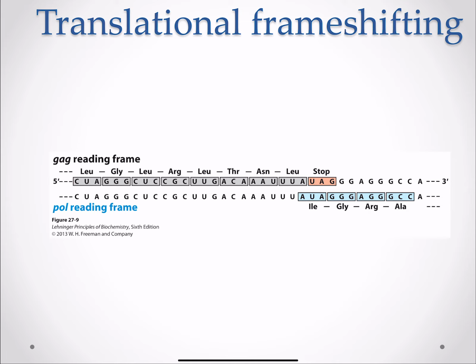There is also another concept of translational frameshifting. The reason for frameshifting is to allow two or more related but distinct proteins to be produced from a single transcript. Now, viruses use this a lot.